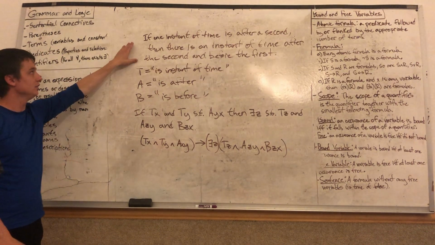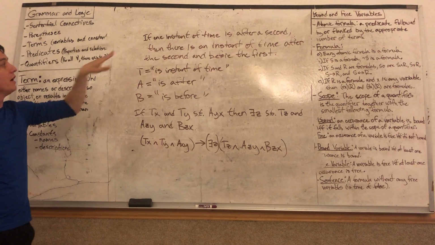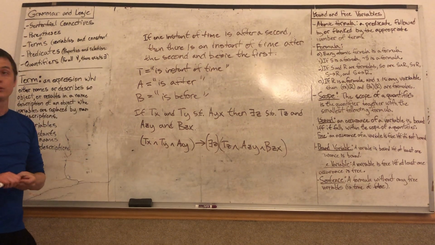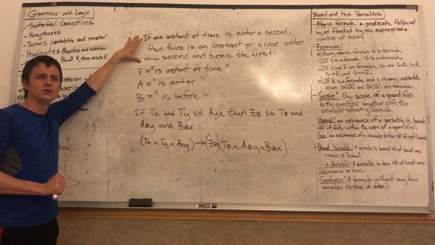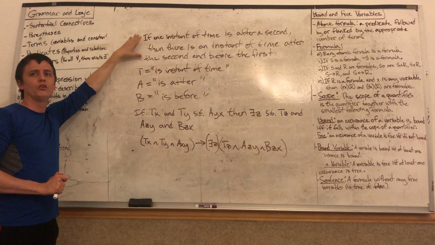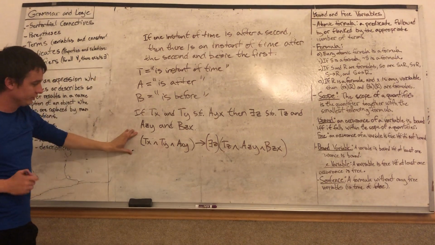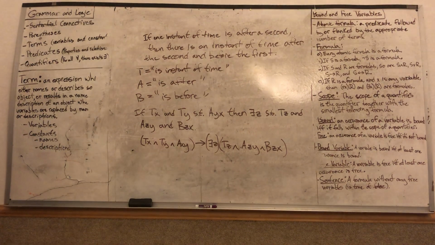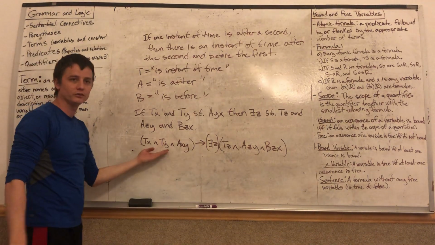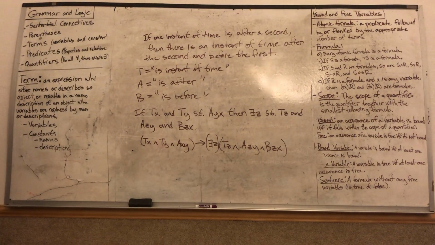So question, is this a sentence? If one instant of time is after a second, then there is an instant of time that's after the second and before the first. Is this a sentence? Are there any free variables? X and Y. Intuitively, is this either true or false? Yes. So is this a sentence? But it has free variables. My intuition says no, right, it has free variables. My intuition says yes, but there are no free variables in here. What is going on?